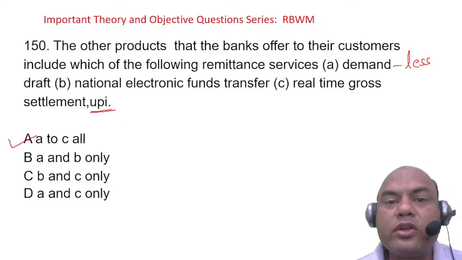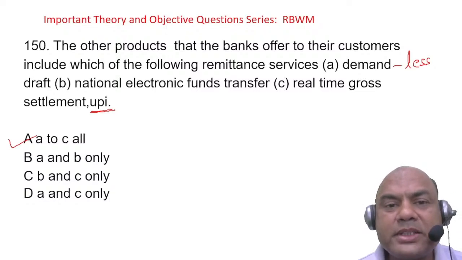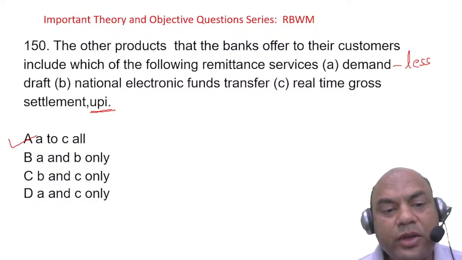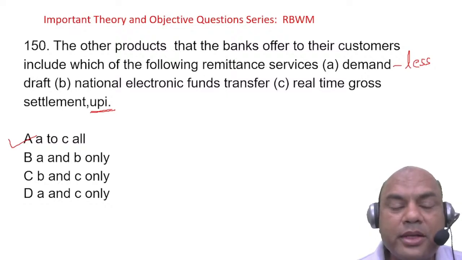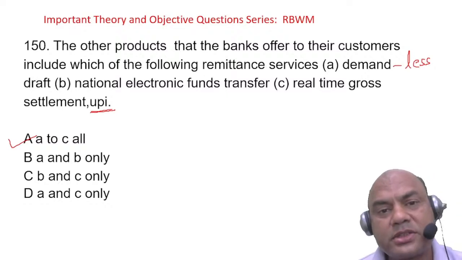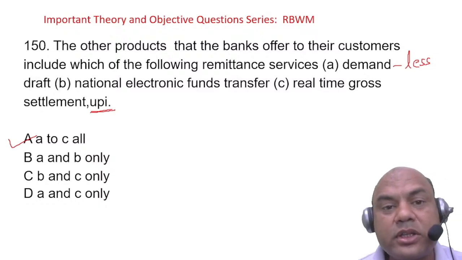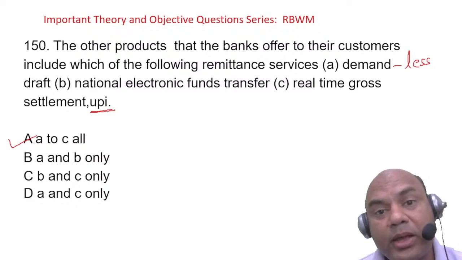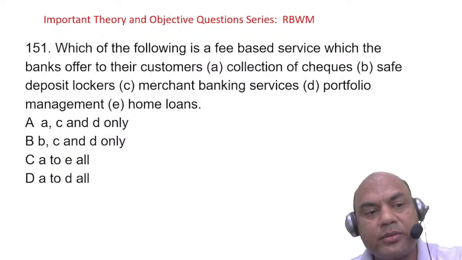Because it's on your app. Means it's a part of your total payment systems nowadays. So that's why UPI, although the customer doesn't come to the branch, then also he is using your services. So UPI is a part of the bank's offerings. Anyone who's using the UPI is a part of your banking system, your bank remittance system. Okay, so the answer is A to C all.